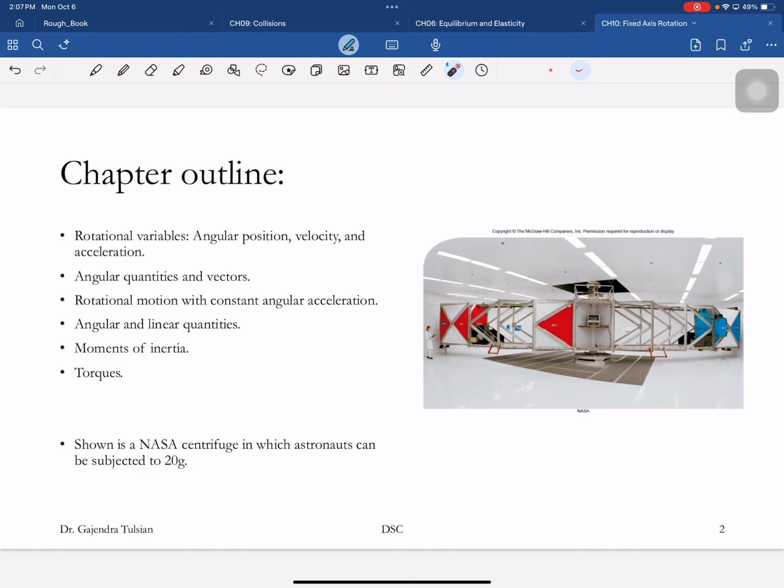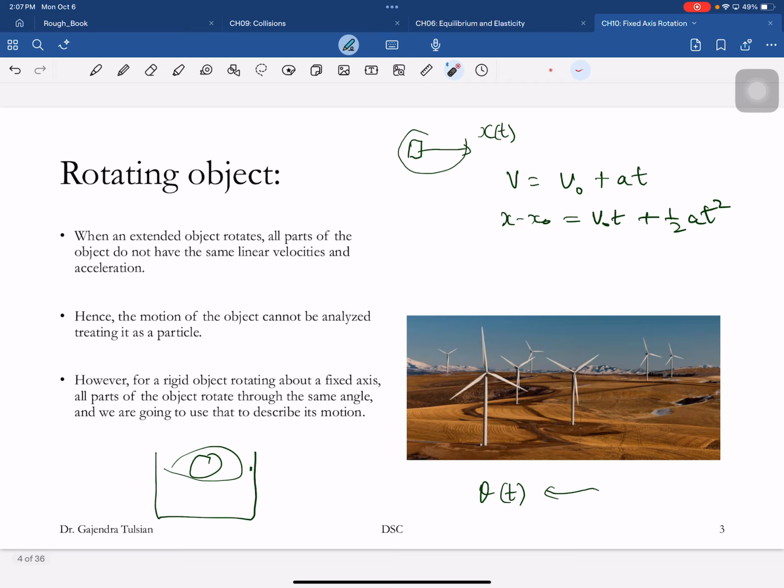So here's a centrifuge where you can subject astronauts up to 20 Gs. Let's say the Earth's gravity suddenly increased to 20 Gs, what will happen? All my blood will collect in my feet, and I'll pass out in a couple of seconds, and you won't have to worry about this chapter anymore. You probably will. All right.